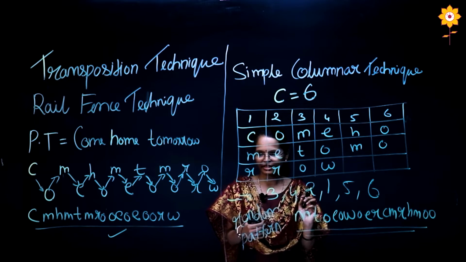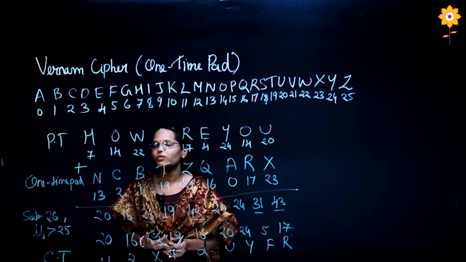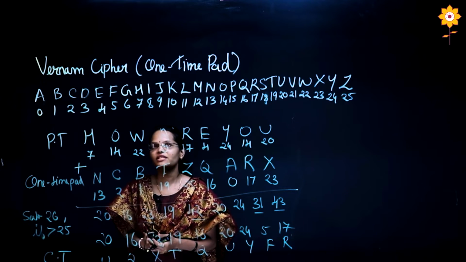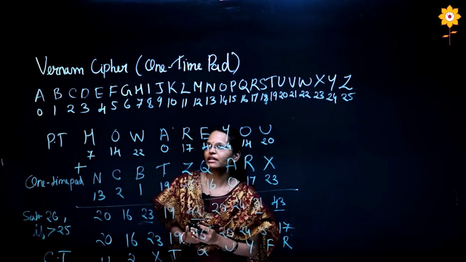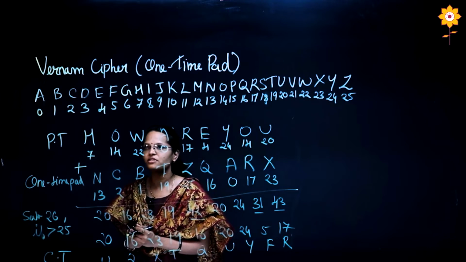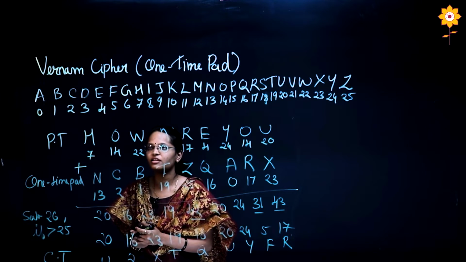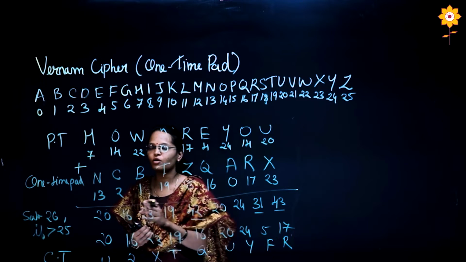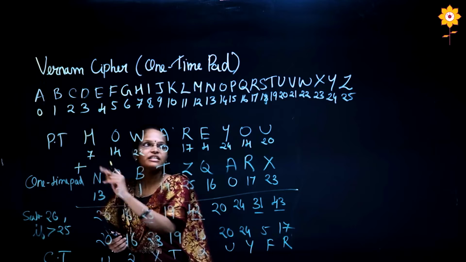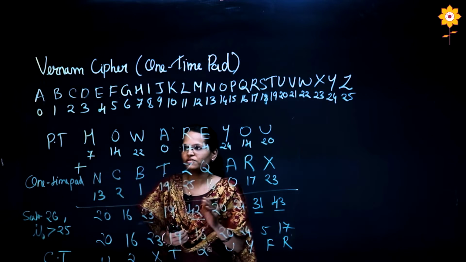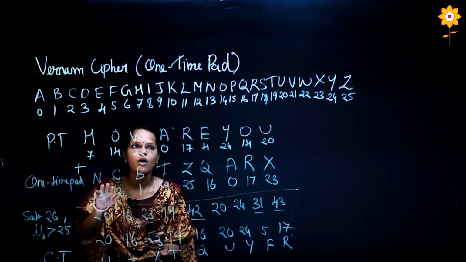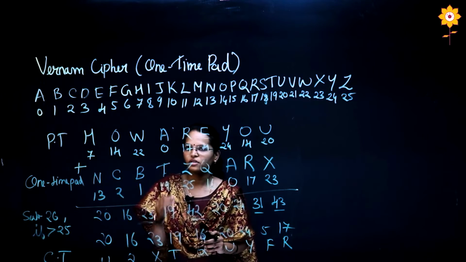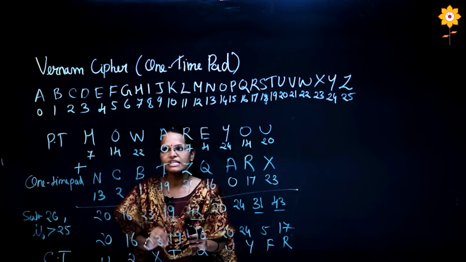Now the technique that we are going to study is Vernam cipher, also called one-time pad. In this case, first we need to arrange all the alphabets in numeric order, that is increasing order from A to Z, that is 0 to 25. Once we have done this, we are going to consider a plain text message, how are you, and we need to convert this plain text message into the cipher text.